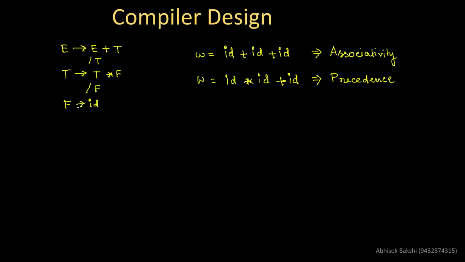For example, in this particular problem, if I want to generate the string id plus id plus id, what will be my parse tree? I can generate something like this, right? E to E plus T, then again E to E plus T, then again this E can be written as only T, T can be written as only F, and F can be written as id.